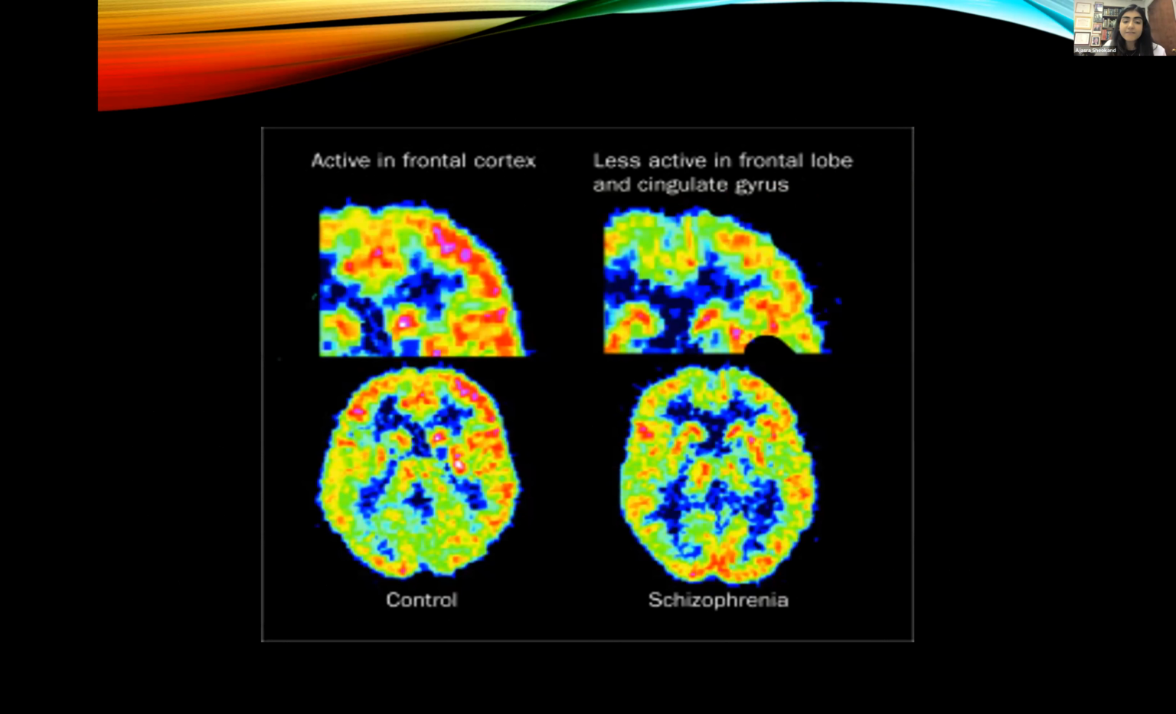So it's quite active in the frontal lobe cortex in the control, which is, we would say, somebody who does not have schizophrenia. But if we compare with a patient with schizophrenia, you can see less activity in the frontal lobe and the cingulate gyrus. So this was quite a breakthrough for people to realize about the negative symptoms of schizophrenia.